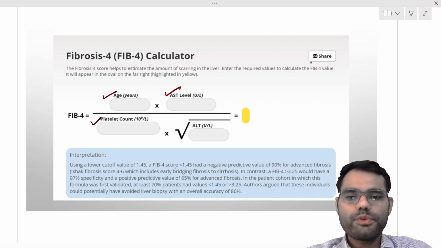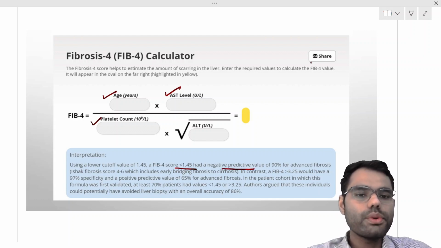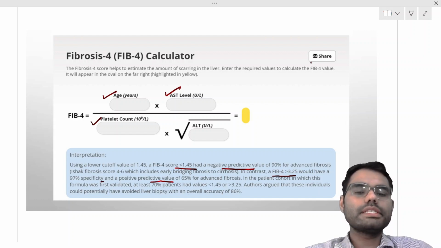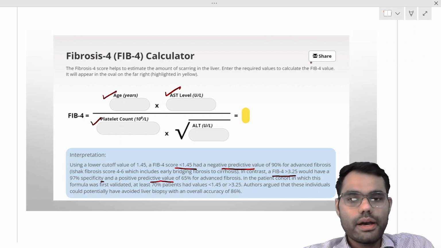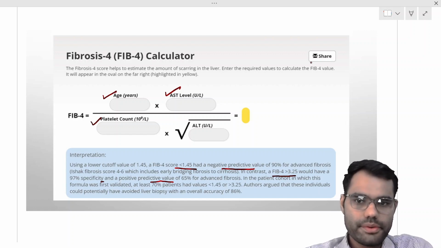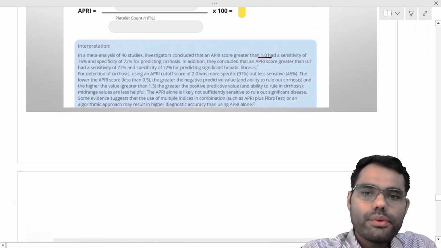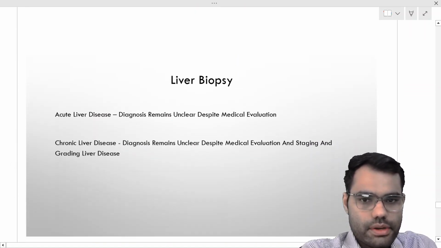A FIB4 of less than 1.45 has a negative predictive value of 90%, that is, to rule out cirrhosis. And FIB4 values of more than 3.25 have a 97% specificity and a positive predictive value of 65% for advanced fibrosis, right? So again, higher values would mean a higher chance of cirrhosis of the liver. These are two non-invasive blood-based tests, very simple to do, which can help us corroborate whether there is a cirrhosis or not, right?